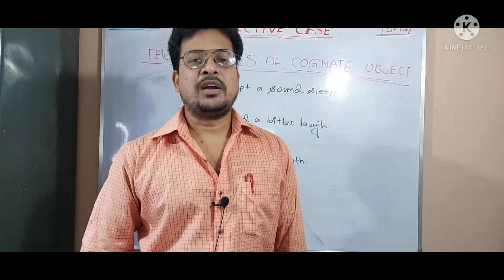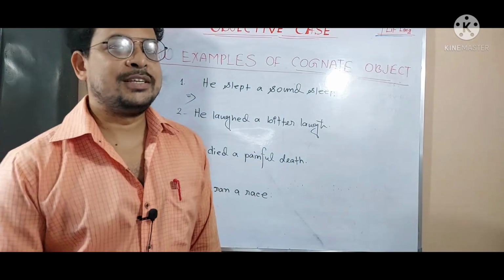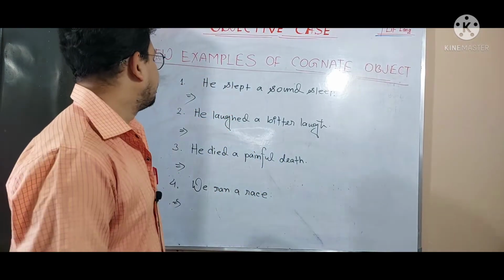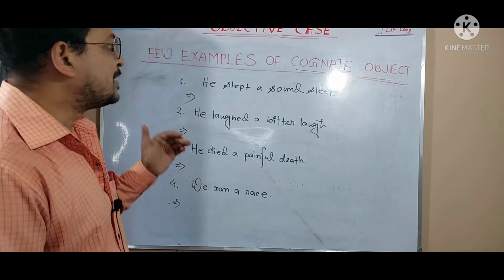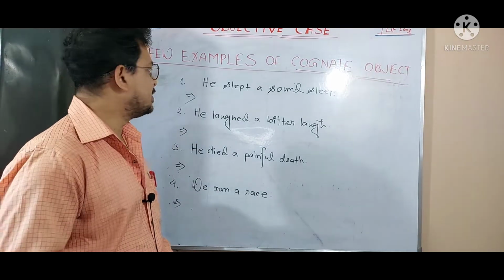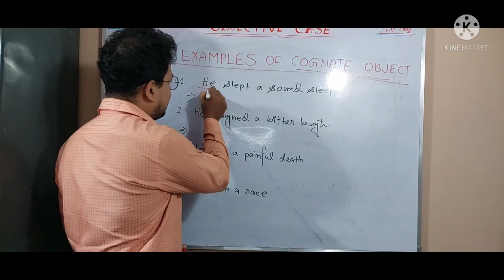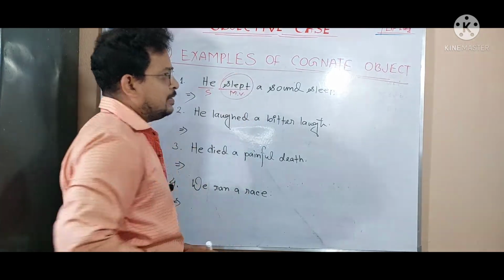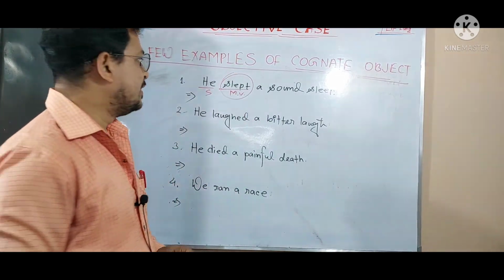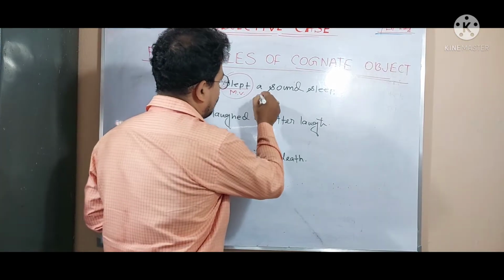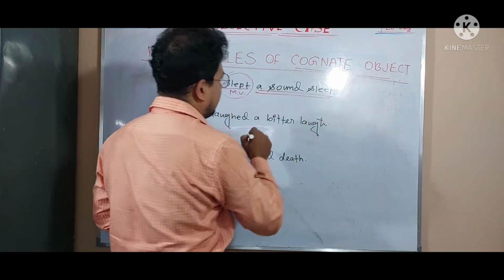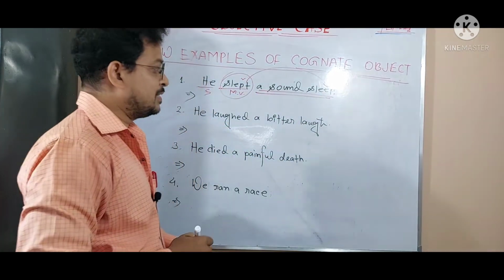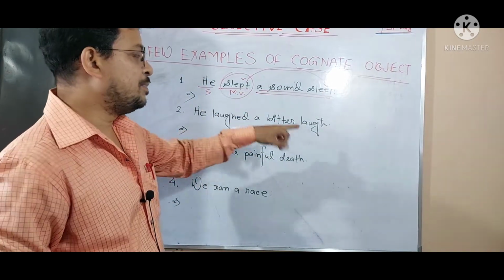Okay, let's check out a few more examples of cognate object. It will be clarified to you very clearly. So let's start. Number one, he slept a sound sleep. See here, he is the subject, slept is the main verb, the past form. He slept a sound sleep. So, a sound sleep. Have you seen that slept is a verb, and its noun form is sleep? Slept is verb and sleep is noun.